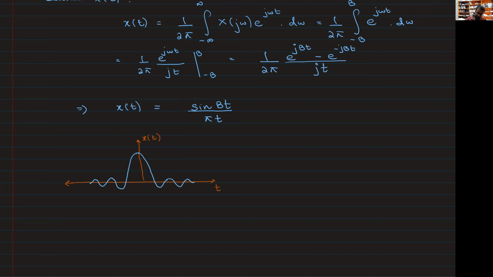And what is this signal at x of 0? I'll leave this as an exercise. You just apply L'Hopital's rule if you wish, or you plug in t equals 0 here to find out what this integral is, and you'll immediately find out. Can someone tell me what the value will be? B by pi. Excellent, Daniel. Awesome.